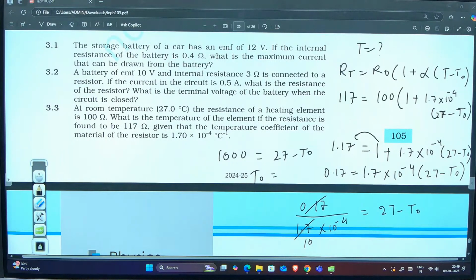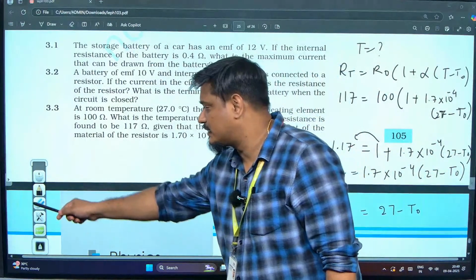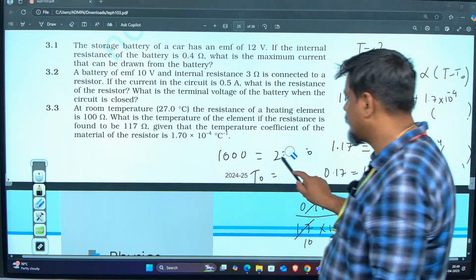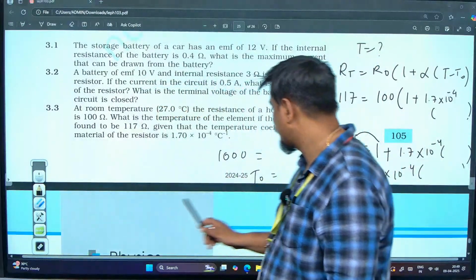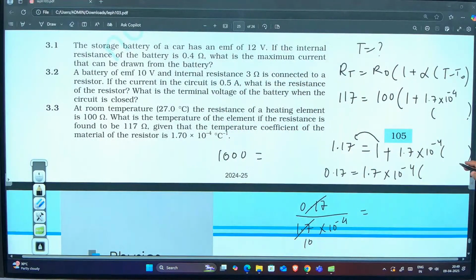T naught should come in? Okay, okay. I have taken it as 27 minus T naught. Fine, fine. Yes, I have taken it upside down here. It will be T minus 27, isn't it? Then it will become correct. So you will get here T minus 27.